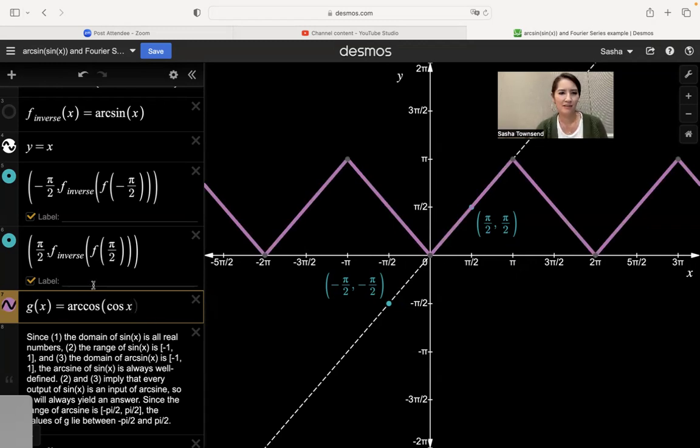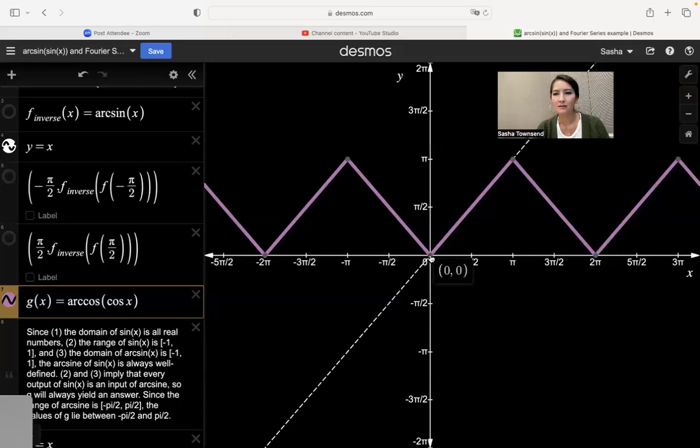But we've shifted everything. Instead of having y equals x on the interval from negative pi over 2 to pi over 2, now we've got a graph of y equals x on the interval from 0 to pi. So if I were to plot those points, I would be plotting (0, 0) and (pi, pi), instead of (negative pi over 2, negative pi over 2) and (pi over 2, pi over 2), because we're talking about the cosine function.